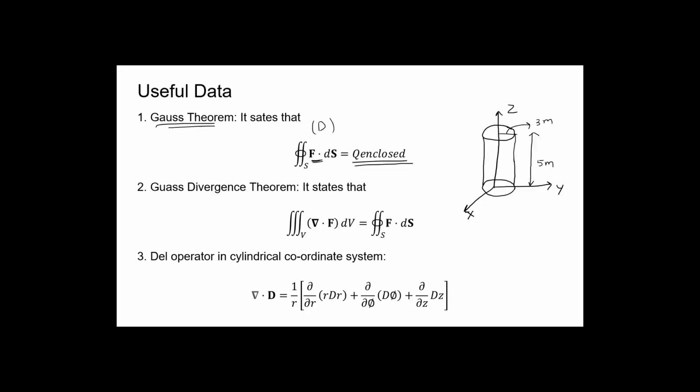Now we know that the Gauss divergence theorem relates the closed surface integral of a vector field to the volume integral of the divergence of that vector field, which in our case is the electric flux density. So we can integrate the divergence of the electric flux density D, find the volume integral, and hence find the enclosed charge. Another thing we need to know is the del operator in the cylindrical coordinate system, which is given according to this equation. This is the formula. So let's get started with the solution.